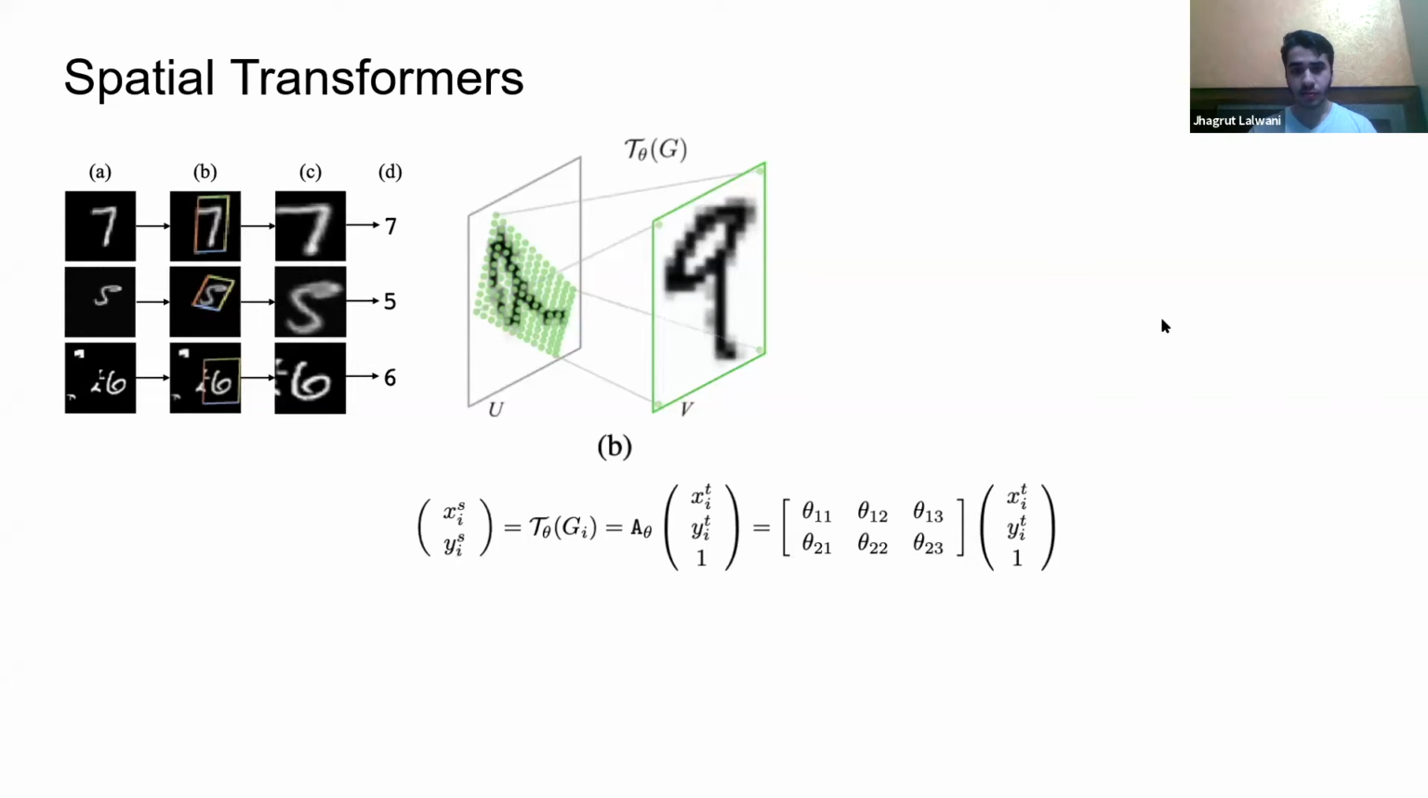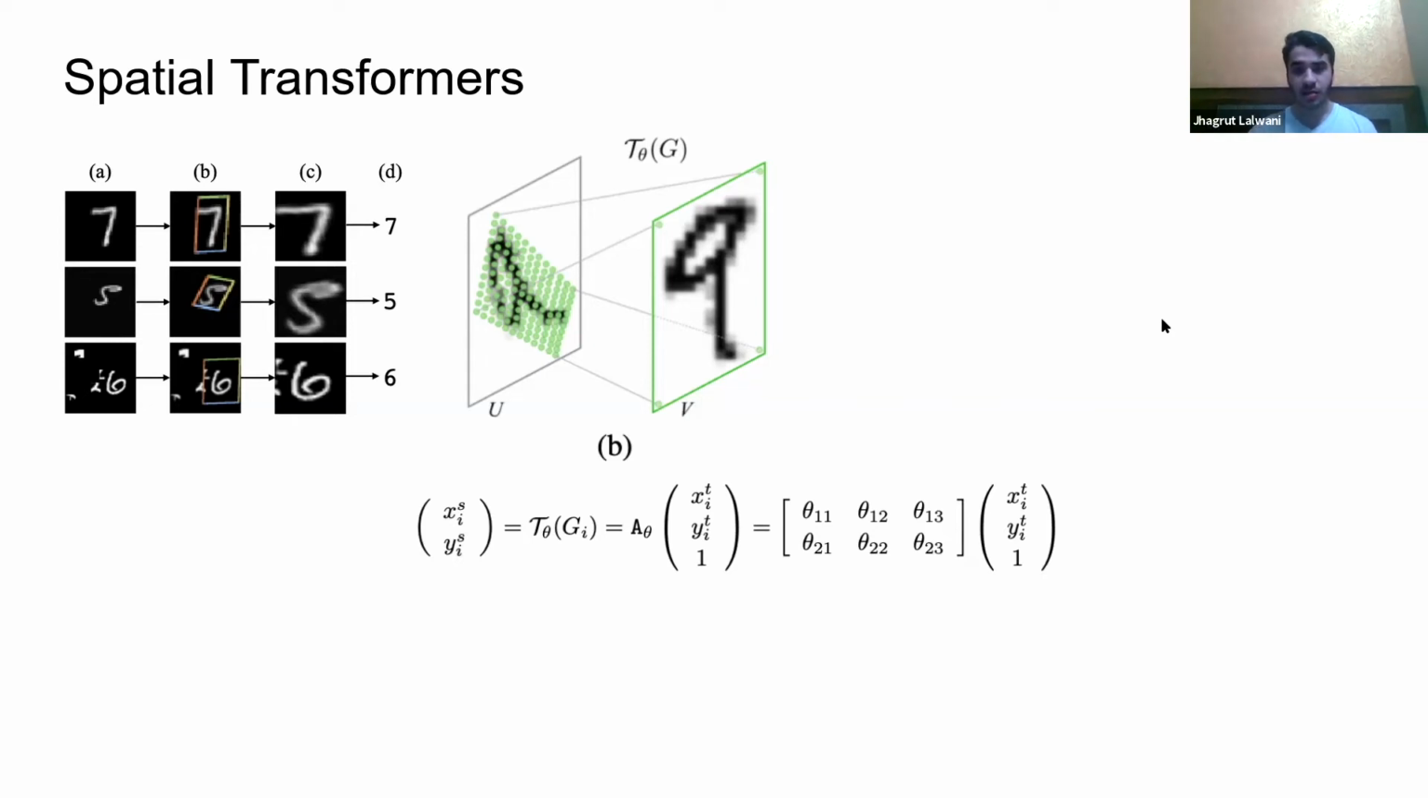We want to incorporate translation, scaling, and rotation for this localization net, and the way we achieve it is using the affine transformation. On the left is the original image, and on the right is what we are aiming to achieve. A theta represents the transformation. Theta 11 and theta 21 represent the scaling factors. The first column, theta 11 and theta 21, represents the translation. The second column represents the scale, and the third column represents the rotation.